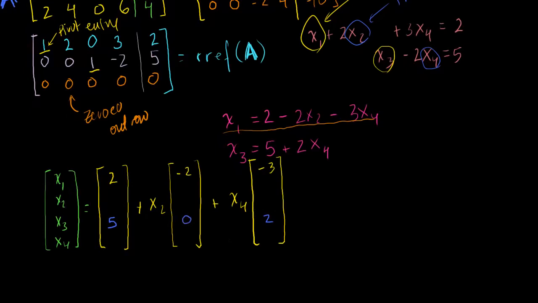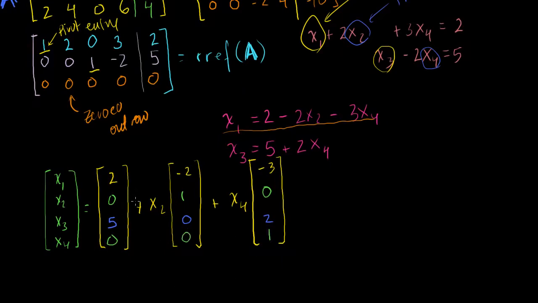Now, what does x2 equal? Well, you could say x2 is equal to 0 plus 1 times x2 plus 0 times x4, right? x2 is just equal to x2. It's a free variable. And similarly, what is x4 equal to? x4 is equal to 0 plus 0 times x2 plus 1 times x4.